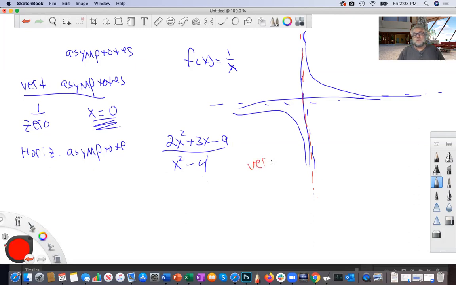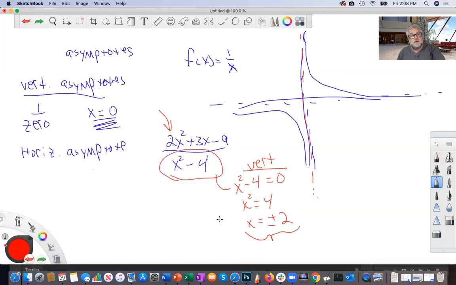So for vertical, I take the denominator and set it equal to 0. So x squared, the 4 goes to the other side, take a square root. x is plus or minus 2. There's 2 ways to get a vertical asymptote for this ugly function here. Okay? So that would be the first answer to it. Where are the vertical asymptotes? The vertical asymptotes are at x equals plus or minus 2. And you get it by taking the denominator and setting it equal to 0. Okay? That's always the process for vertical asymptotes.